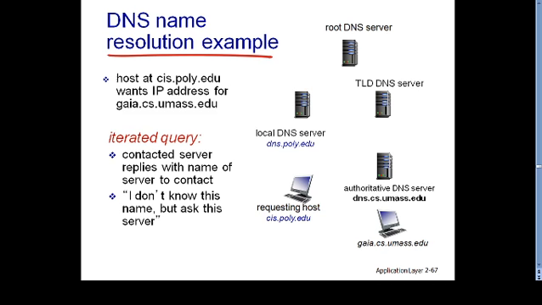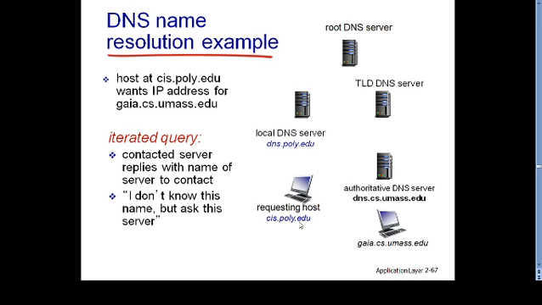Now, finally, we have two ways to retrieve the actual mapping of name against IP address. Those two ways are iterative and recursive. In the iterative way, I'll explain in this particular slide how the iterative way is used to retrieve the IP address of a particular web server.